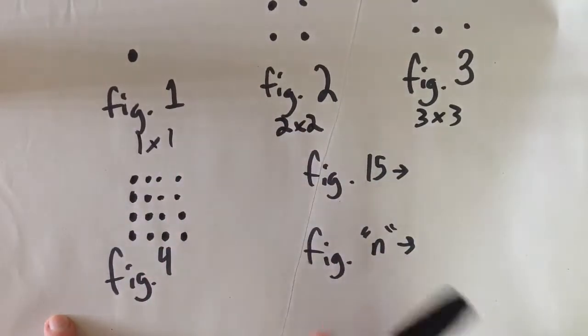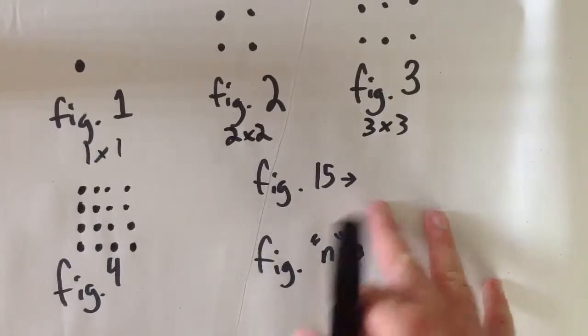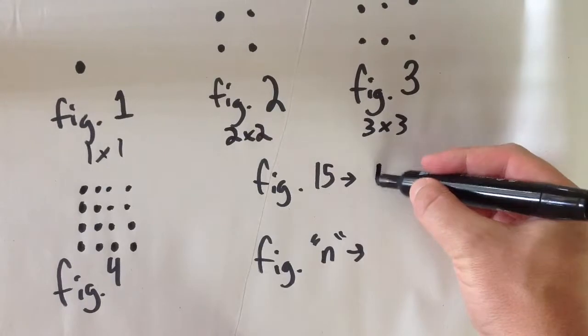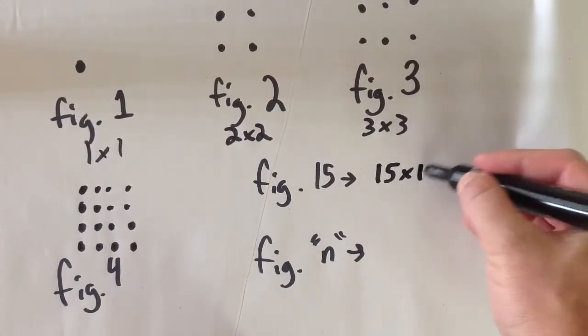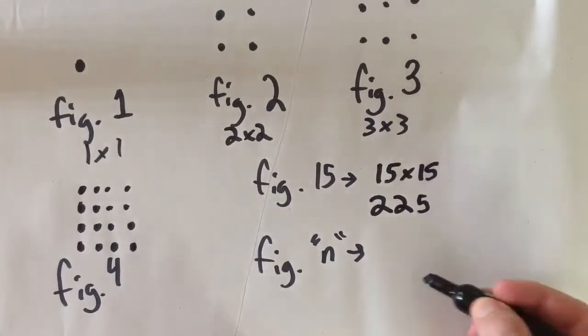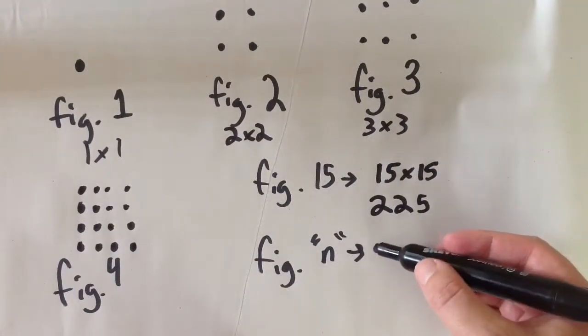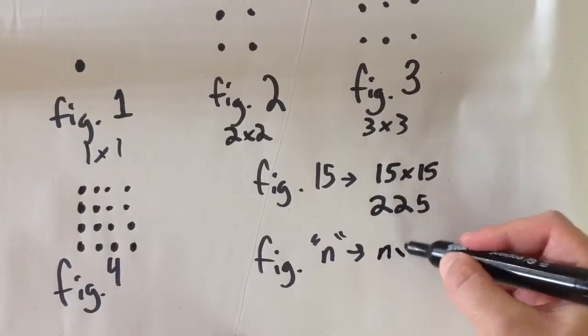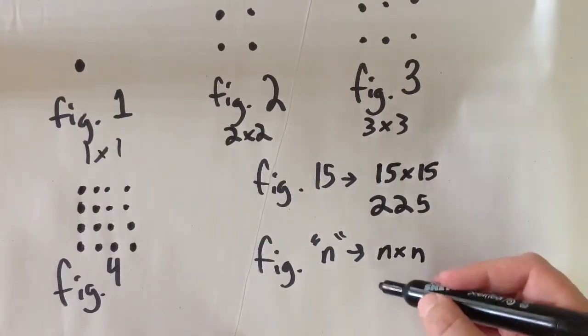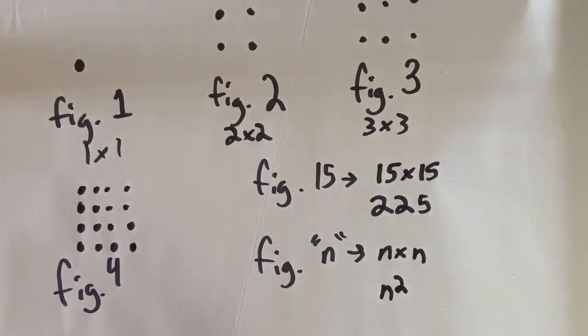So if I were to think of this 15 by 15 box for figure 15, I could think of 15 times 15 to get my answer, which will be 225. So one way we could think of our rule for figure n, for any figure, we would do n times n. Or we could say n to the second power. Either of these would be acceptable. Let's look at another example.